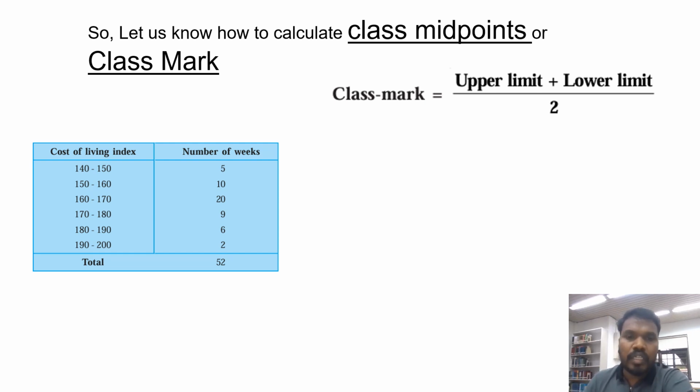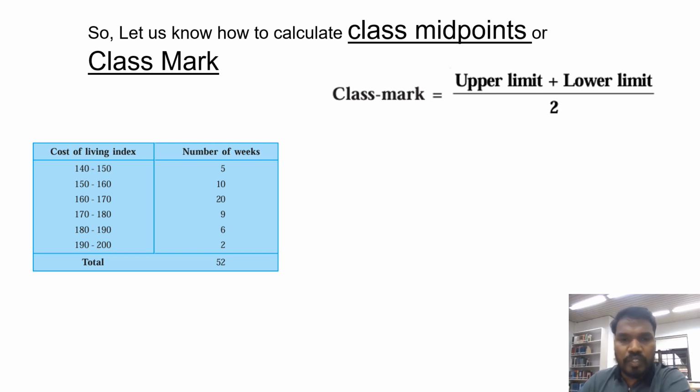So now let us see how to calculate the class midpoints or class marks. In the starting, when I started this video on the introduction to statistics, while defining the terminology related to statistics, I defined class mark, right? How can we find the class mark? You just take the sum of the upper limit and lower limit and divide by 2. So therefore we can find the class mark or class midpoint for each class interval.